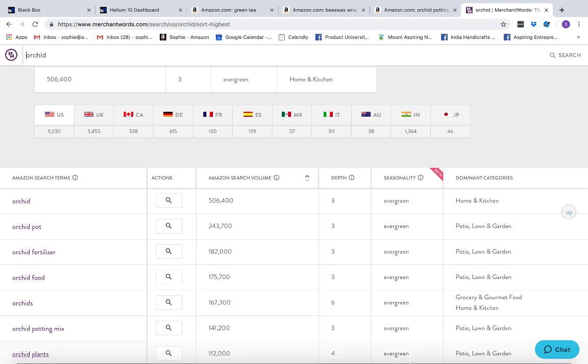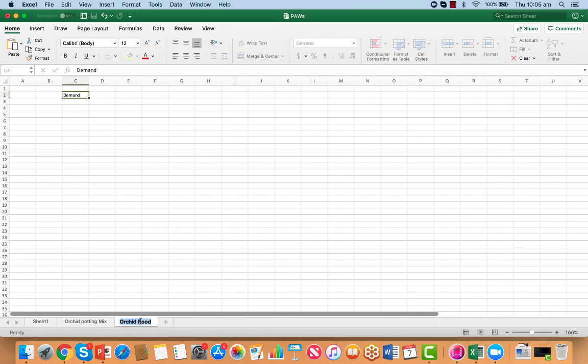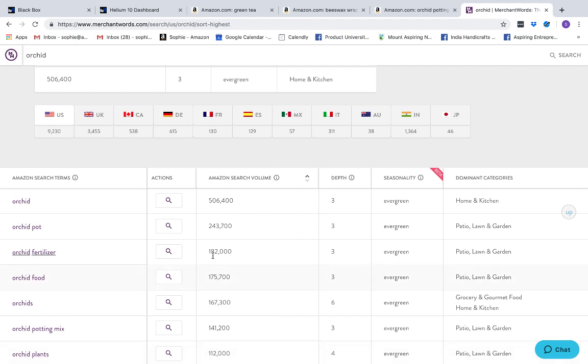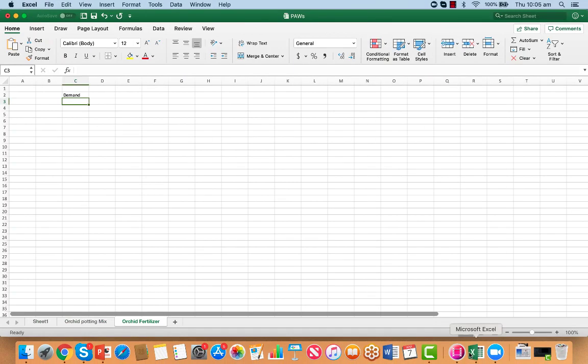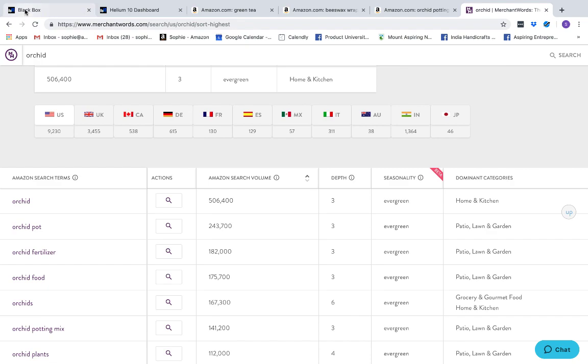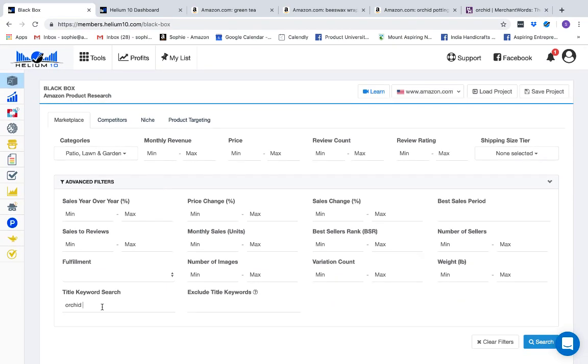182,000 for fertilizer. Do a Z for you Americans, but we would spell that with an S in New Zealand. So demand was 170, was it? 182 for fertilizer. And we saw evidence of that over on Helium 10. So that's from Merchant Words. And then Helium 10, Orchid Food. Oh, sorry, fertilizer.